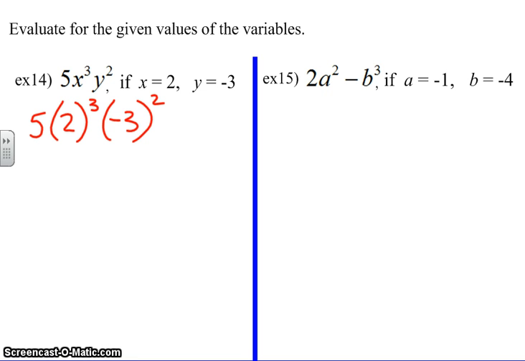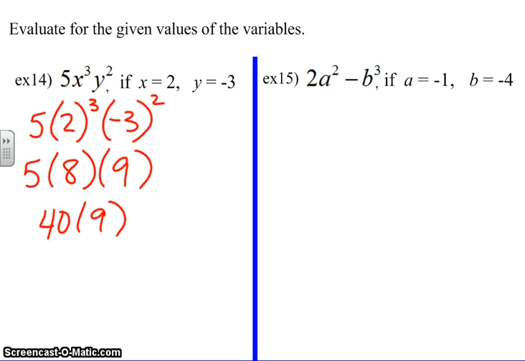We're going to simplify our exponents first. So 2 cubed is 8. Negative 3 squared, negative 3 times negative 3 is 9. 5 times 8 is 40 times 9, and our final answer is 360.